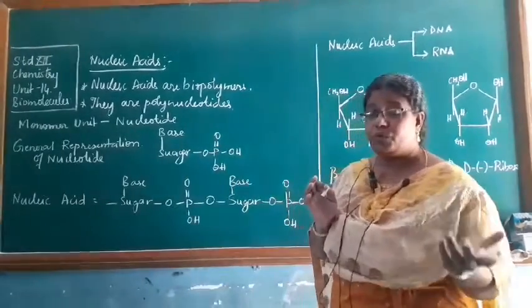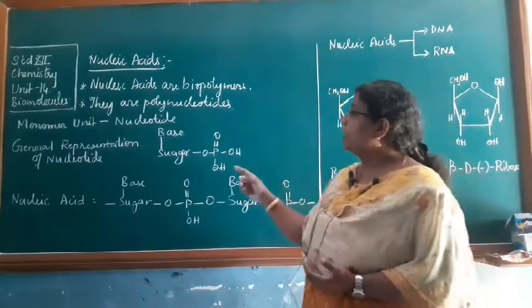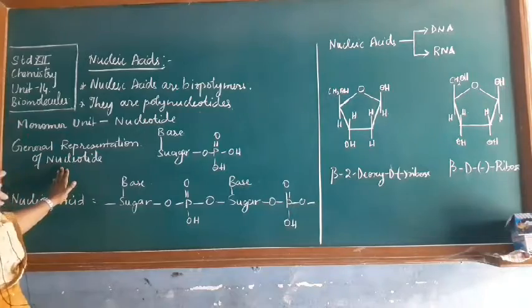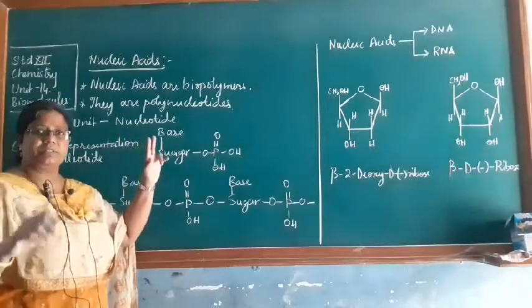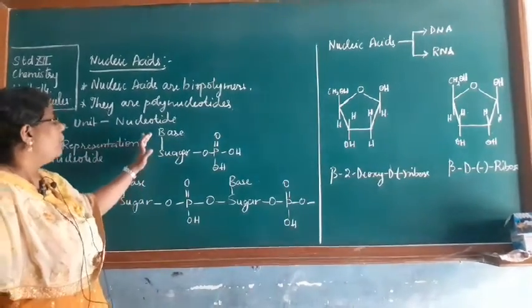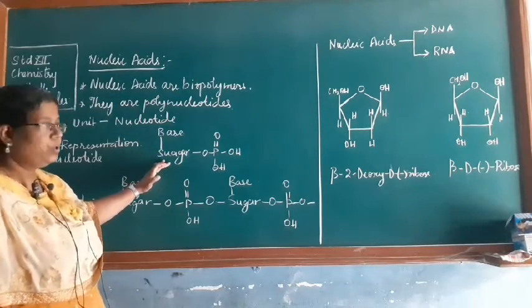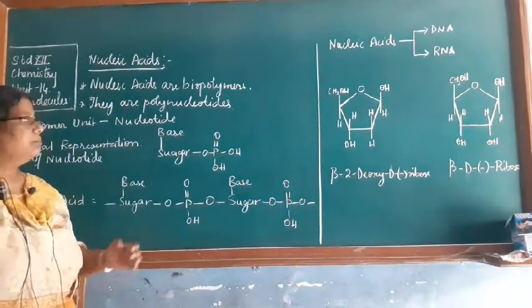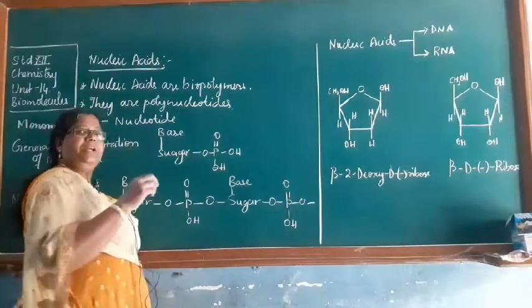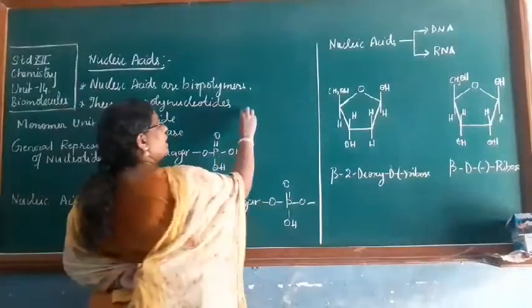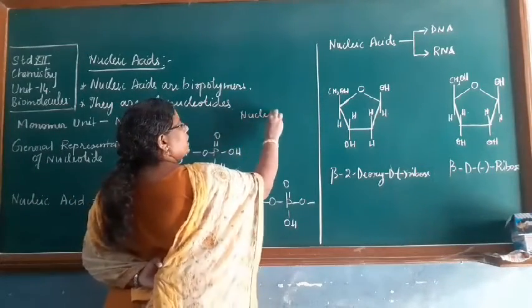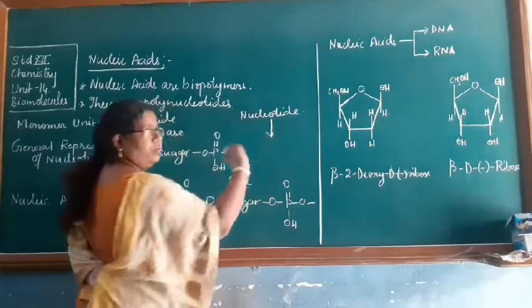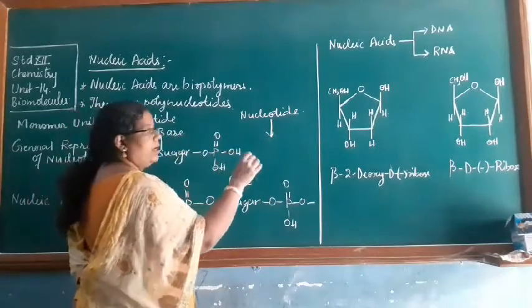So first, what is a nucleotide? Its general representation is this. It has three parts or three components: one is the base, then you have a sugar, and you have the phosphate ion. When you hydrolyze a nucleotide, that means you carry out the hydrolysis with the help of water.